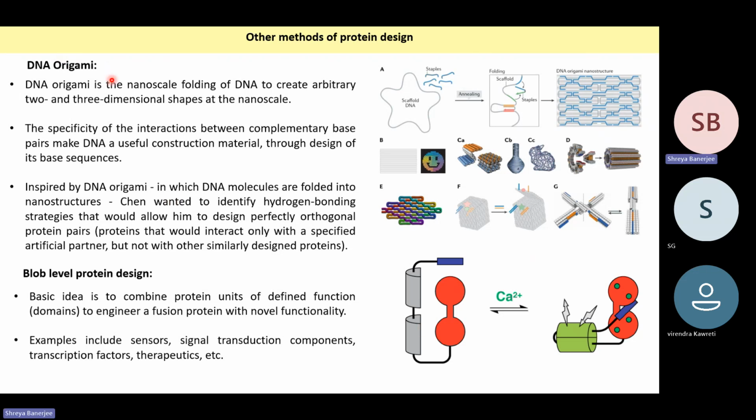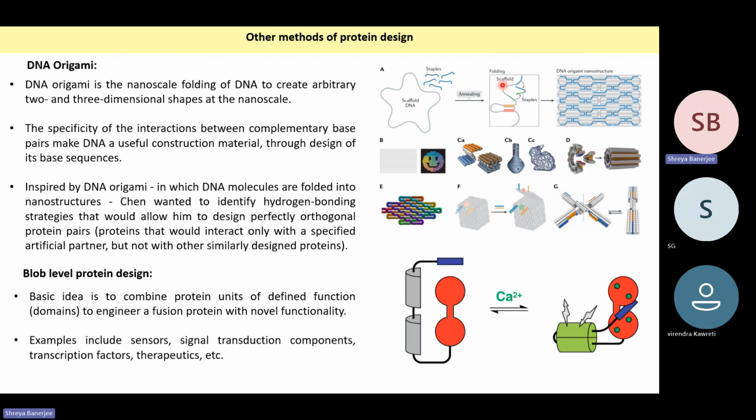There are certain applications of protein design. One is the DNA origami. So DNA origami is the nanoscale folding of DNA to create arbitrary 2 and 3 dimensional shapes at the nanoscale. So we know that in DNA, there is the concept of complementary base pairs. That is, A will pair only with T and G will pair only with C. So because of this principle of complementary base pairs, we can design DNA in such a way that we can build different molecules using the DNA.